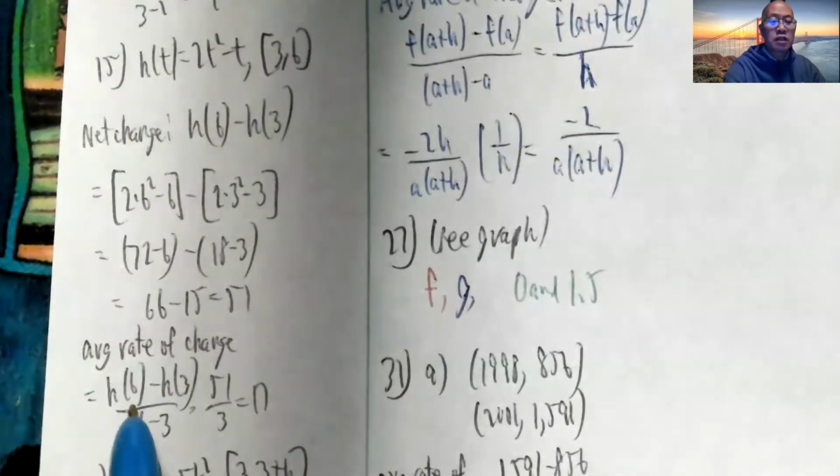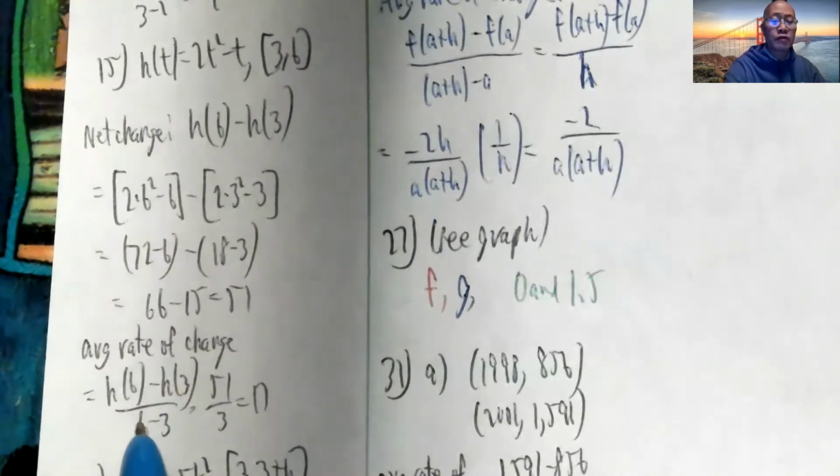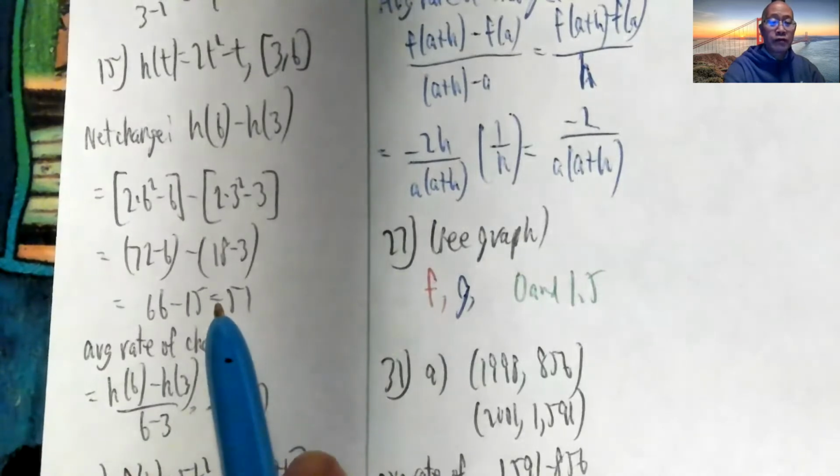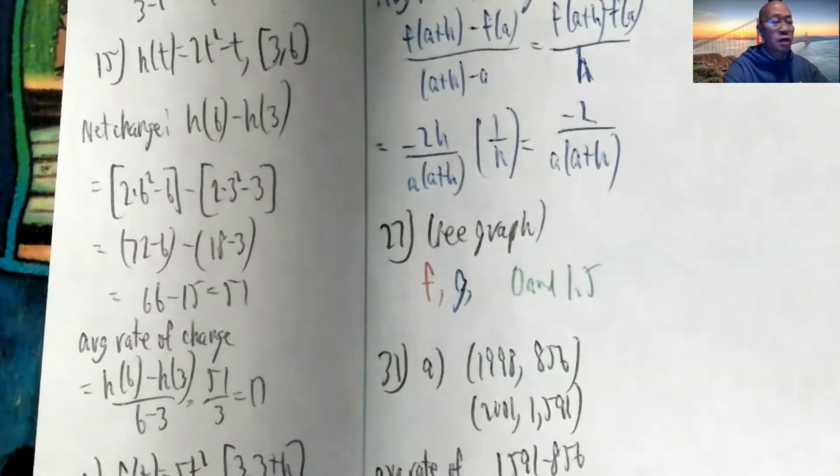Average rate of change is h of 6 minus h of 3 divided by 6 minus 3. That's like y2 minus y1 divided by x2 minus x1. So we got 51 already. 6 minus 3 is obviously 3. Comes out to be 17.